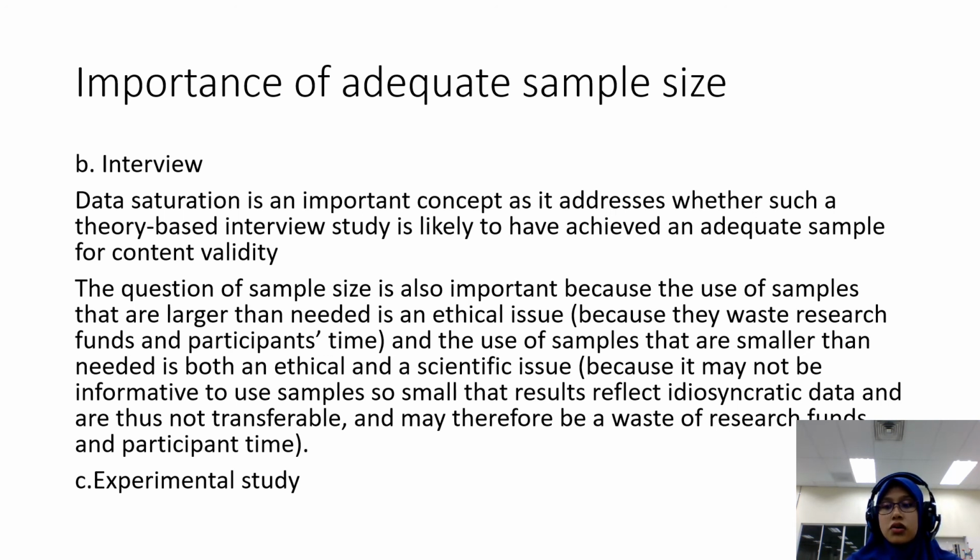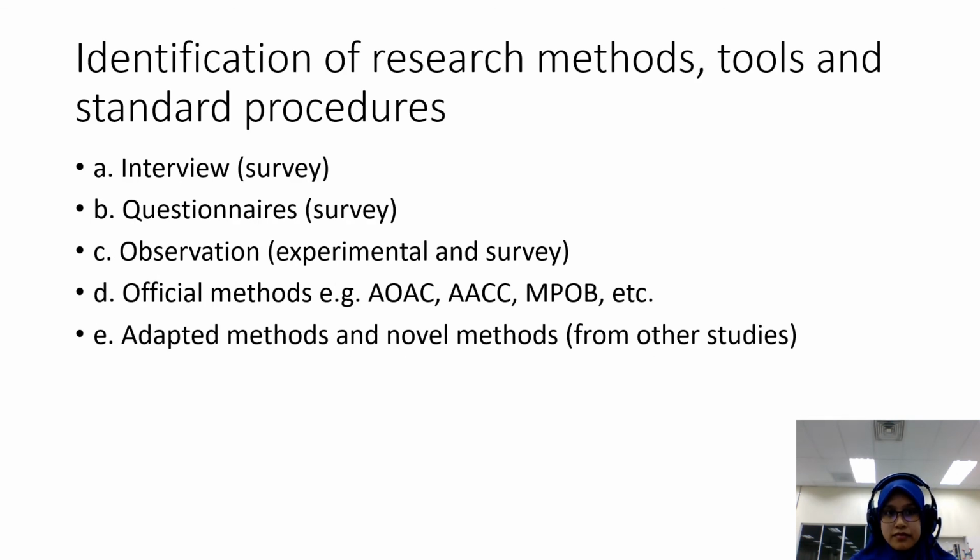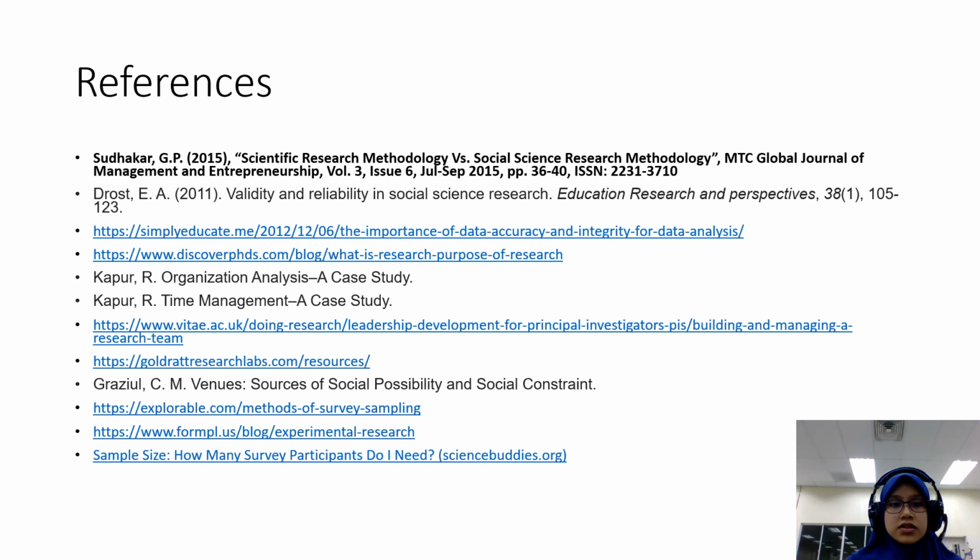So your job is to find the importance of adequate sample size while using the experimental study. There are a few tools for the research method and standard procedures. For example, interview, questionnaire, observation, official methods by using AOAC, AACC, MPOB, etc., or adapted methods and novel methods from other studies. So these are the references for all of chapter 1.